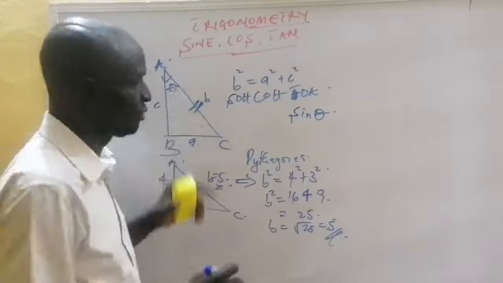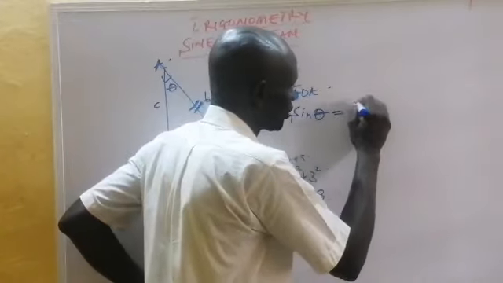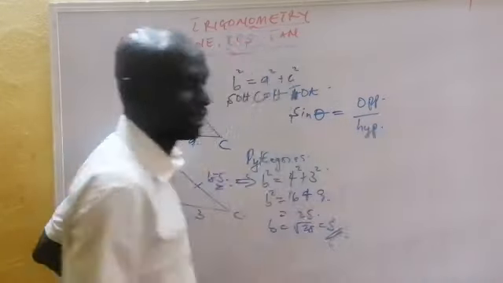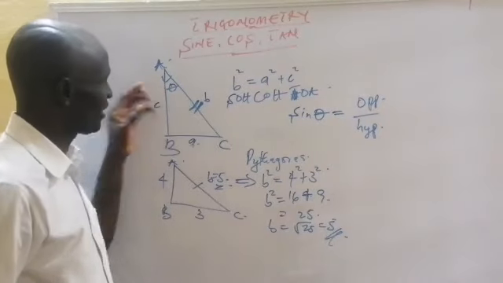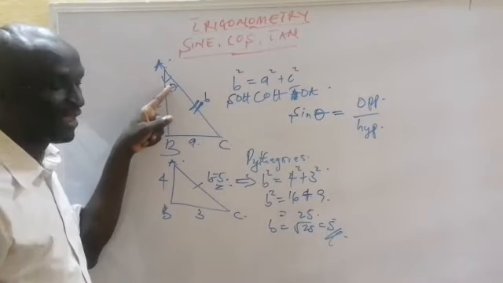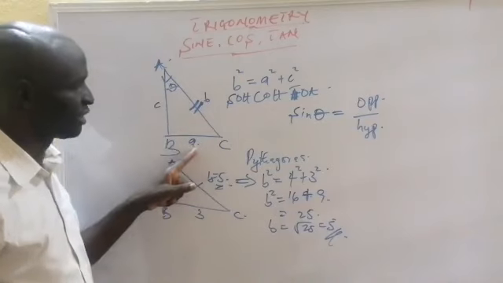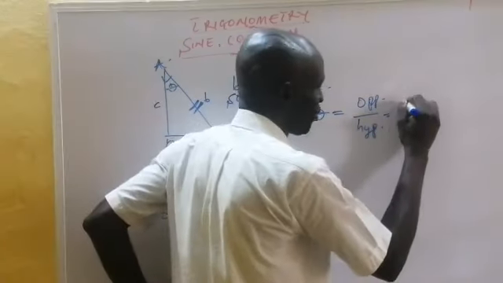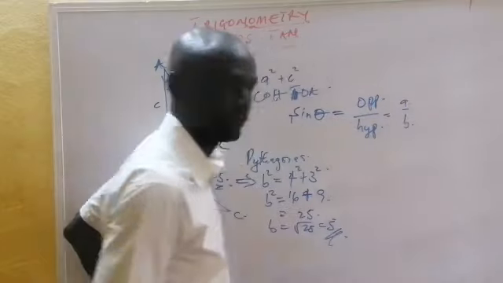Sine of this angle is equal to the opposite all over your what? Hypotenuse. That is, if I am taking the sine of angle at A, it will be equal to my opposite over hypotenuse. That is, it will be equal to my small a over b.